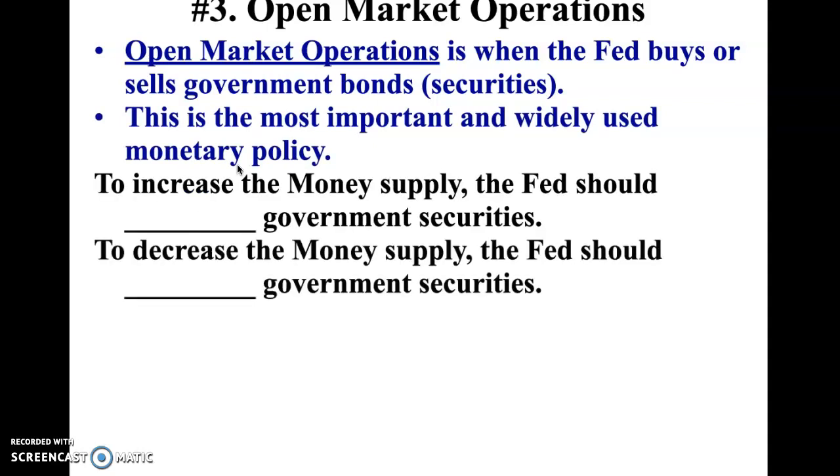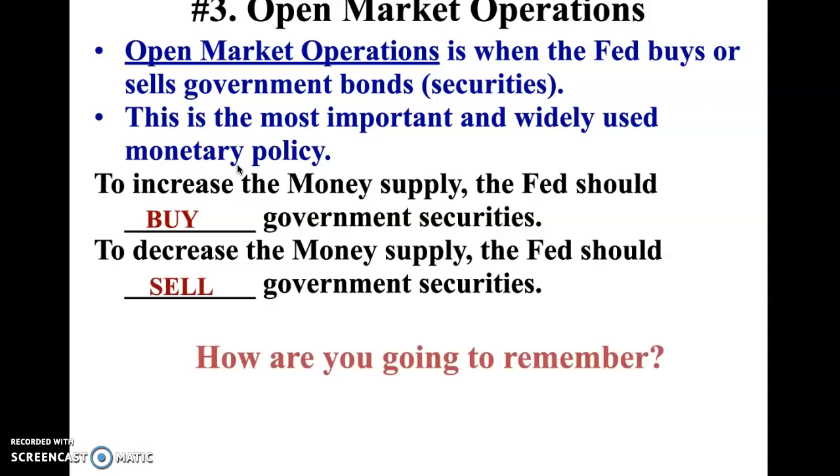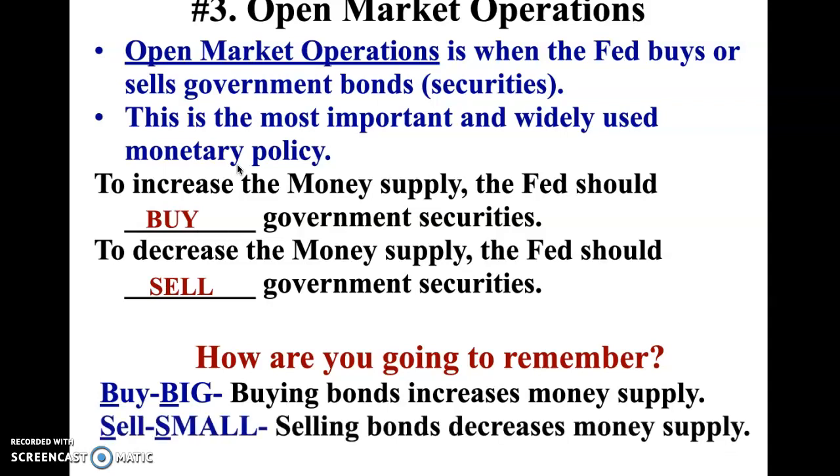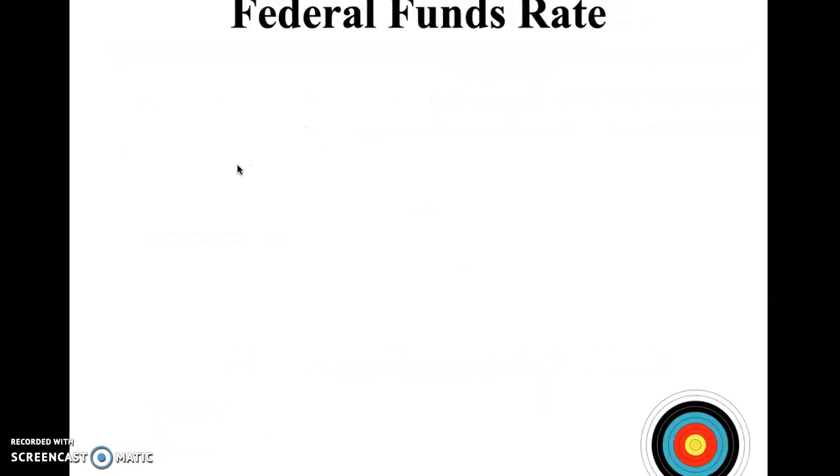So to increase the money supply, the Fed would buy government securities, and to decrease the money supply, the Fed would sell government securities. And a good way to remember that is buy big. So buying bonds increases the money supply. So it's the expansionary policy. All right. Selling is going to decrease the money supply. This is the contractionary policy.